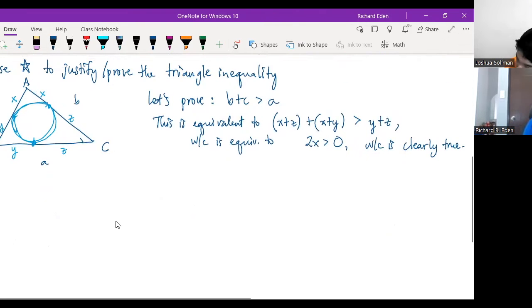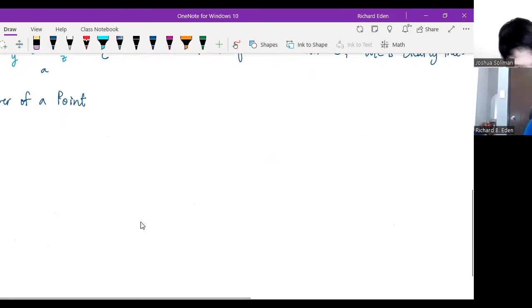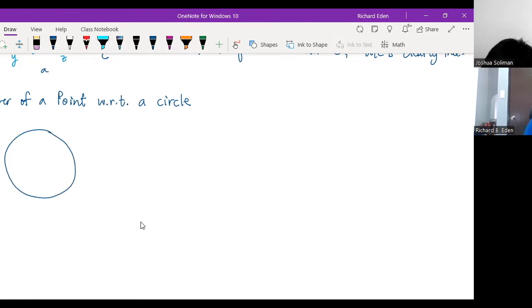I'd like to talk about the power of a point, if you've heard of this. Okay, the power of a point. Let's start with the power of a point with respect to a circle. Let's start with the following situation where we're given a circle and P is outside the circle.